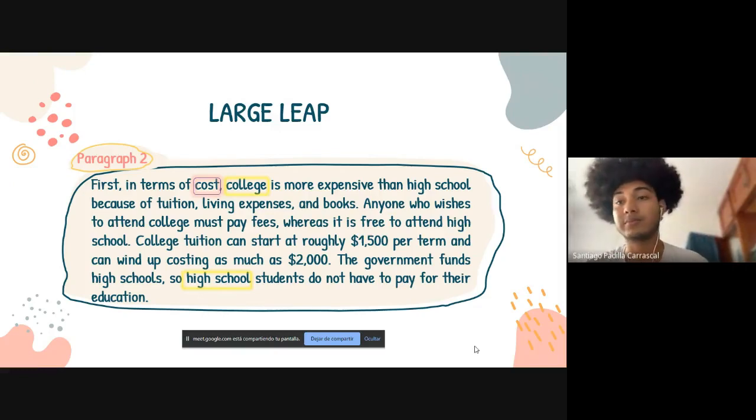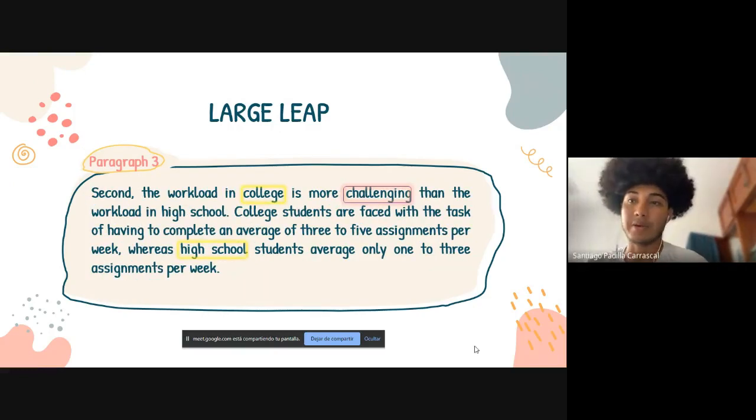The next paragraph, the second paragraph, the workload in college is more challenging than the workload in high school. Here, I have already talked about the college, and about the challenges that it would be. And at the end of this paragraph, we have whereas high school students average only 1 to 3 assignments per week. Here we have compared the two objects, and we have done so for the third paragraph.